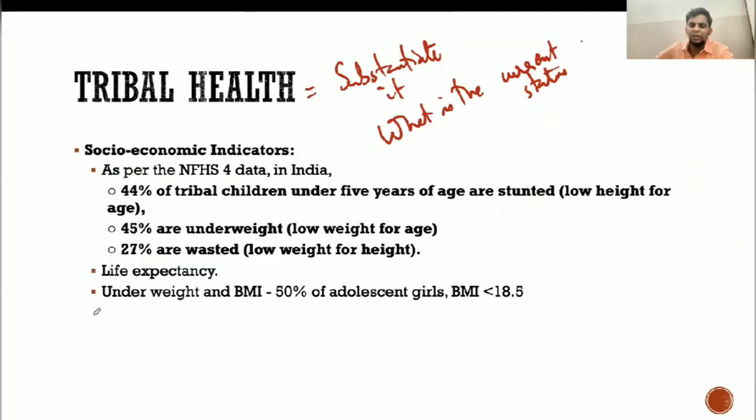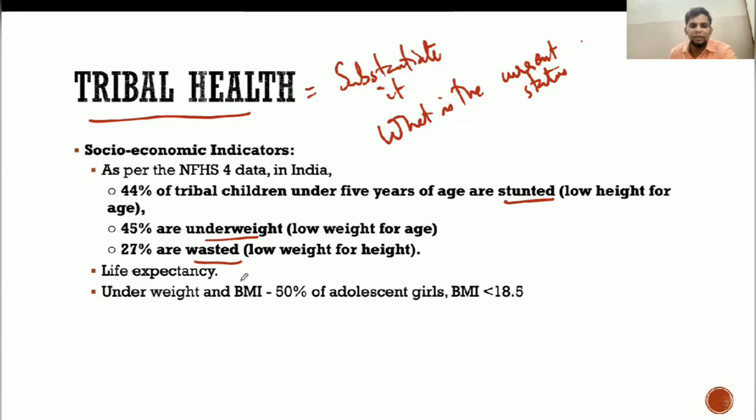Right? See, then you go on to tribal health. So if you go to tribal health, think about how you indicate the current status of tribal health. Talk about the exact status. Stunting, 44% of the children. Underweight, 45% of the children. Wasted, 27% of the children.